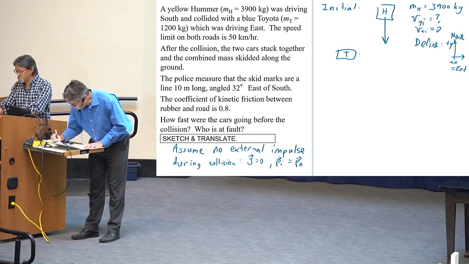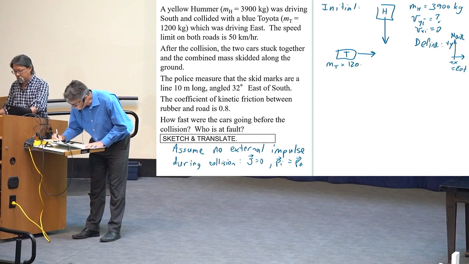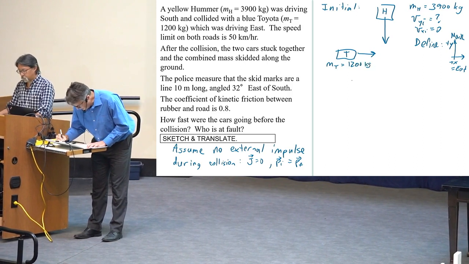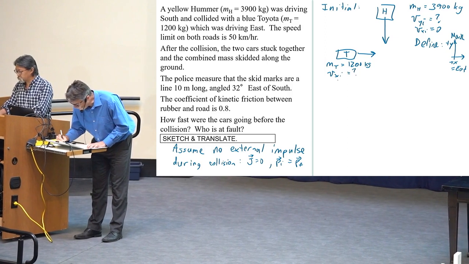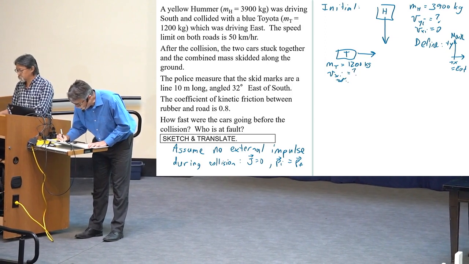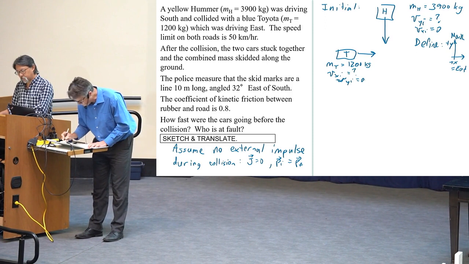And then the Toyota is going directly east, and the mass of the Toyota is less, 1,200 kilograms. And Vx initial is the thing we're trying to find, and Vy initial of the Toyota equals 0.